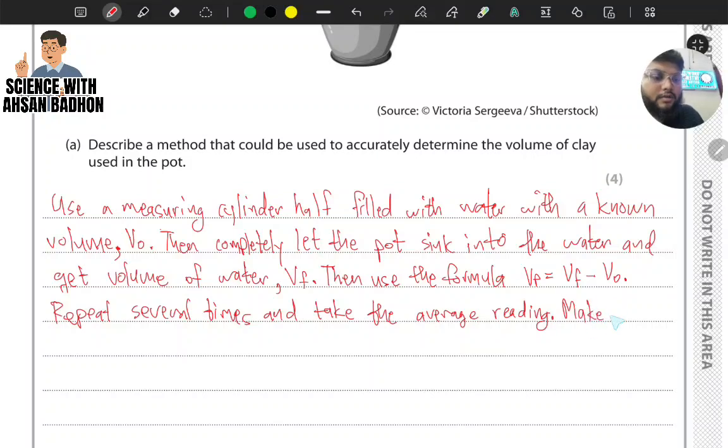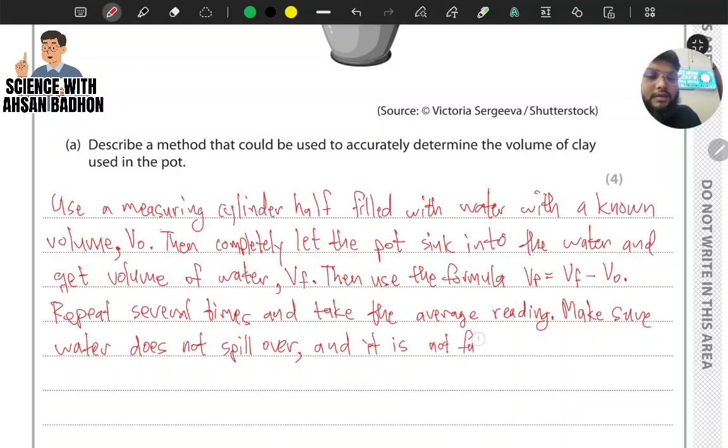Make sure water does not spill over, and it is not fully filled. Okay, so this is the answer for this question.